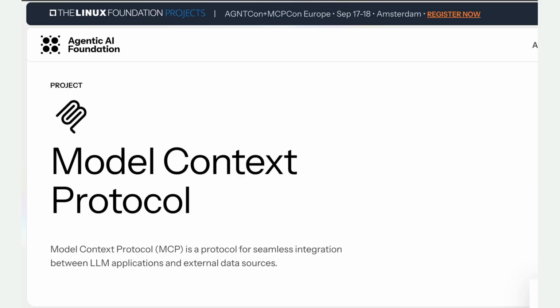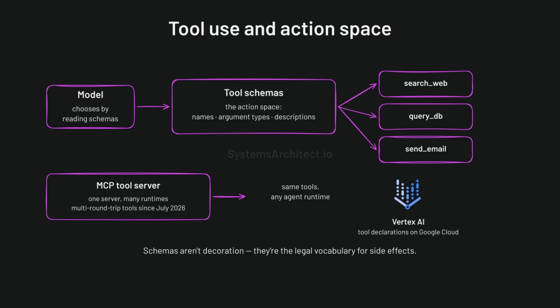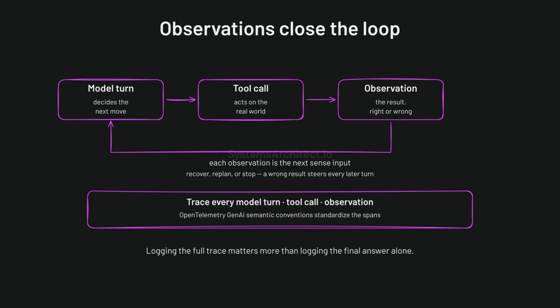MCP is the Model Context Protocol under the Agentic AI Foundation at the Linux Foundation. It exposes one tool server to many runtimes. The 2026 July MCP spec adds multi-round trip tool requests. That lets the loop complete multi-step work over a stable protocol. Schemas aren't decoration. They're the legal vocabulary for side effects. Without feeding tool results back into context, you only have structured output, not agency.